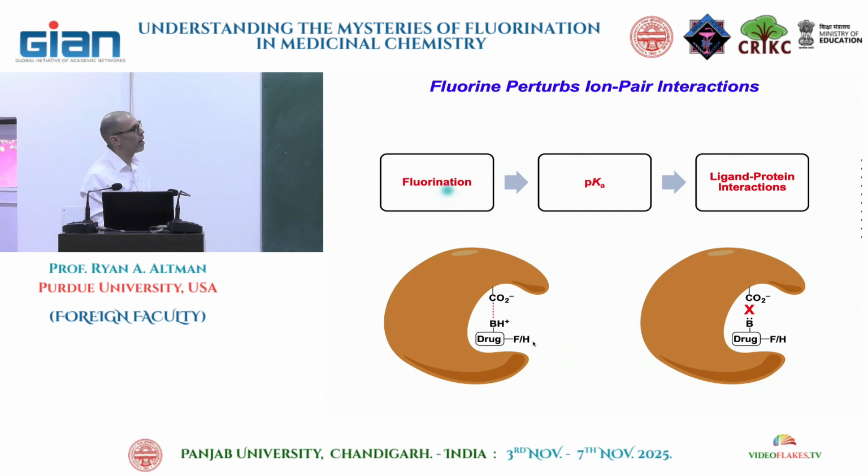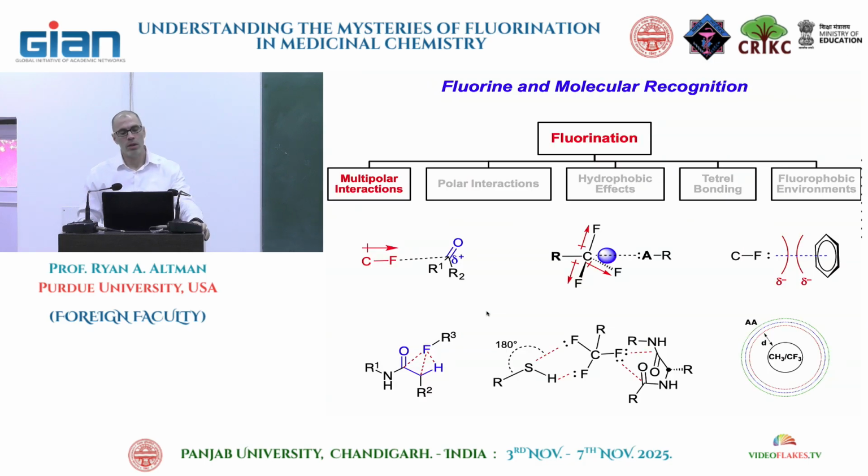In a second series of examples, we're going to talk about how fluorination can change the acidity and basicity and really perturb other binding interactions. We talked about basic amines. We're going to talk about some other ones also, and how you can have unique functional groups for which fluorine really drives the reactivity of that group. Okay. So let's just first start with the multipolar interactions.